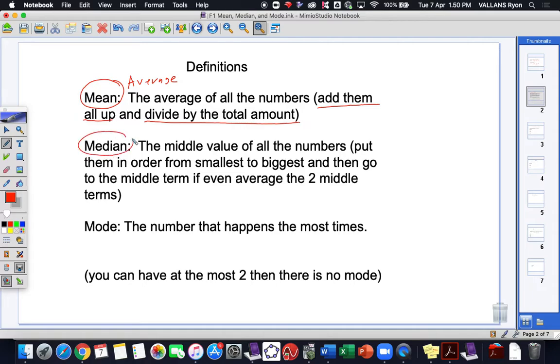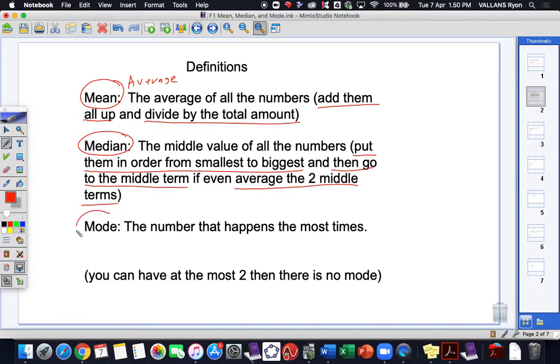Median is the middle value of all the numbers. And in the brackets, I tell you how to put it. So you put them in order from smallest to biggest, and then go to the middle number, middle term. If there's an even amount of numbers, so there's 6 on one side, 6 on the other, then you have to average the two middle terms.